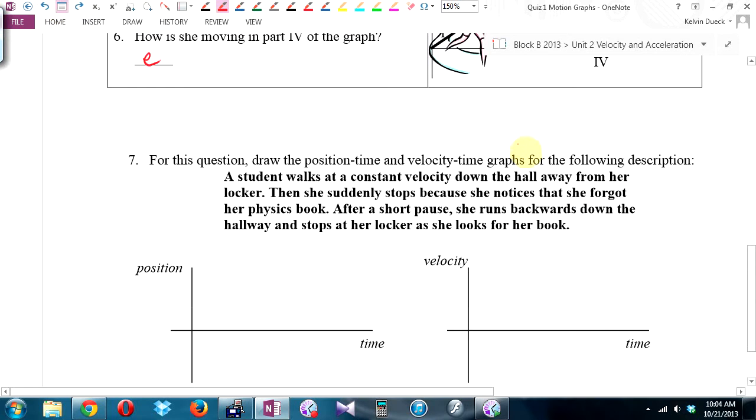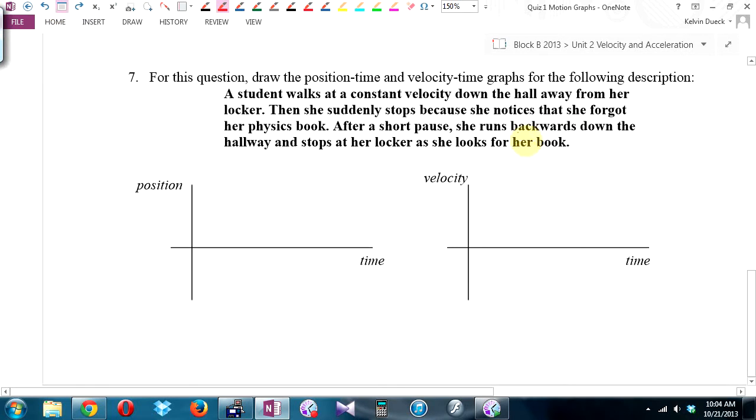Sorry, let's underline some. Let's try that again. So backwards is going to be important. Constant velocity is going to be important. Stops is going to be important. Short pause. She runs backward. And she stops at her locker. Where did she start? By her locker. Where did she end? By her locker. What's my displacement going to be? 0. Okay, I better end up at 0. I'm going to start here and end here, something like that. But let's go a little more specific here.